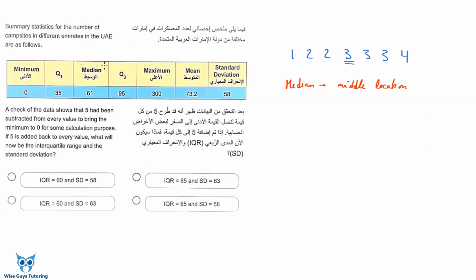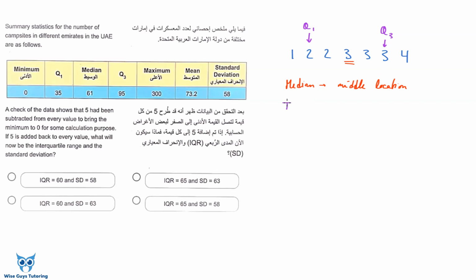Now Q1 and Q3, those are the quartiles. This is called the lower quartile or first quartile. This is the upper quartile, Q3. What they are is the middle of the lower half and the middle of the upper half. They are quartiles because they represent a quarter of the way. Basically, a quarter of the data is below Q1 and a quarter of the data is above Q3. That's Q1 and that's Q3.